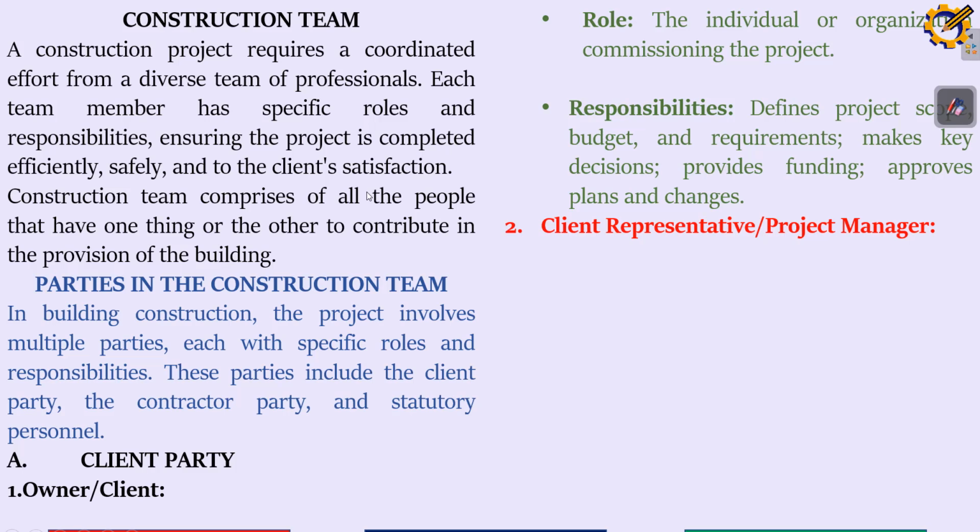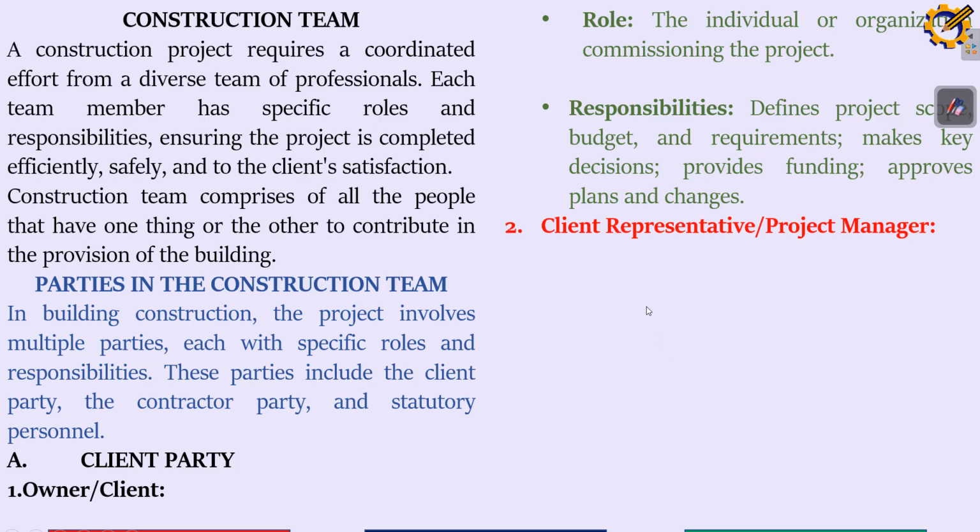So the second person under the client's party is the client representative or project manager. So definitely there will be a project manager, and in most cases the architect is usually the project manager, except maybe let's say one big project like that. But in most cases, especially private residential buildings, the architect is usually the project manager, because in most cases they are the first person the client actually comes in contact with. Okay, but let's just say it is not the architect in this scenario. We have a client representative or project manager.